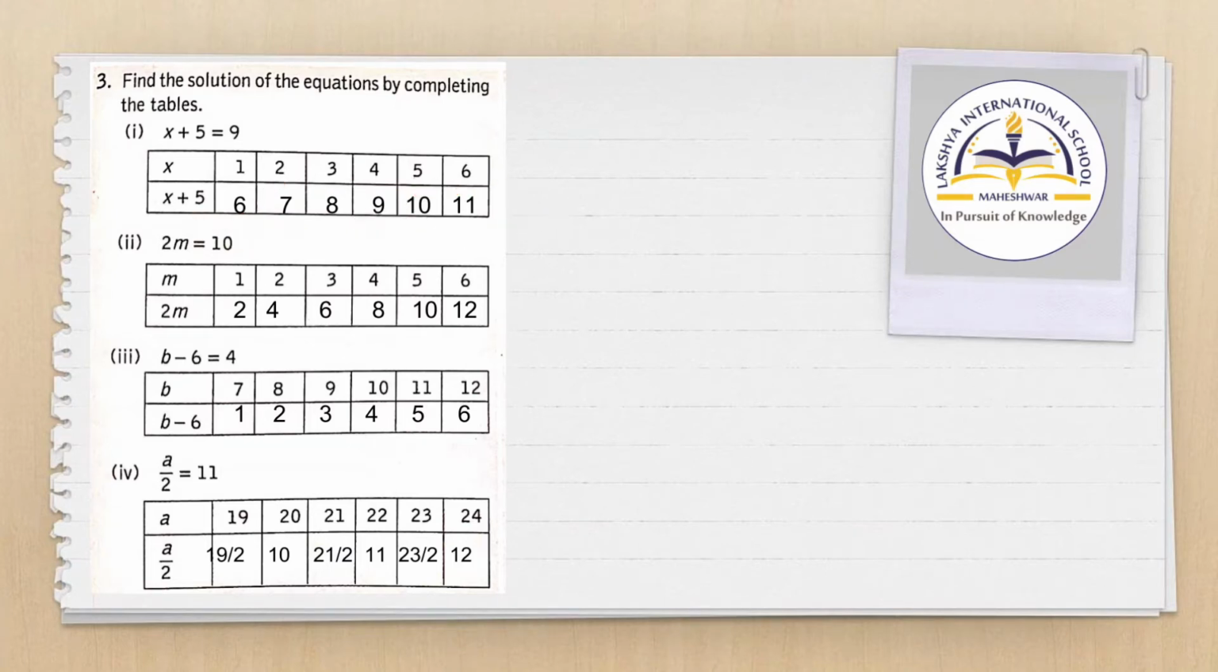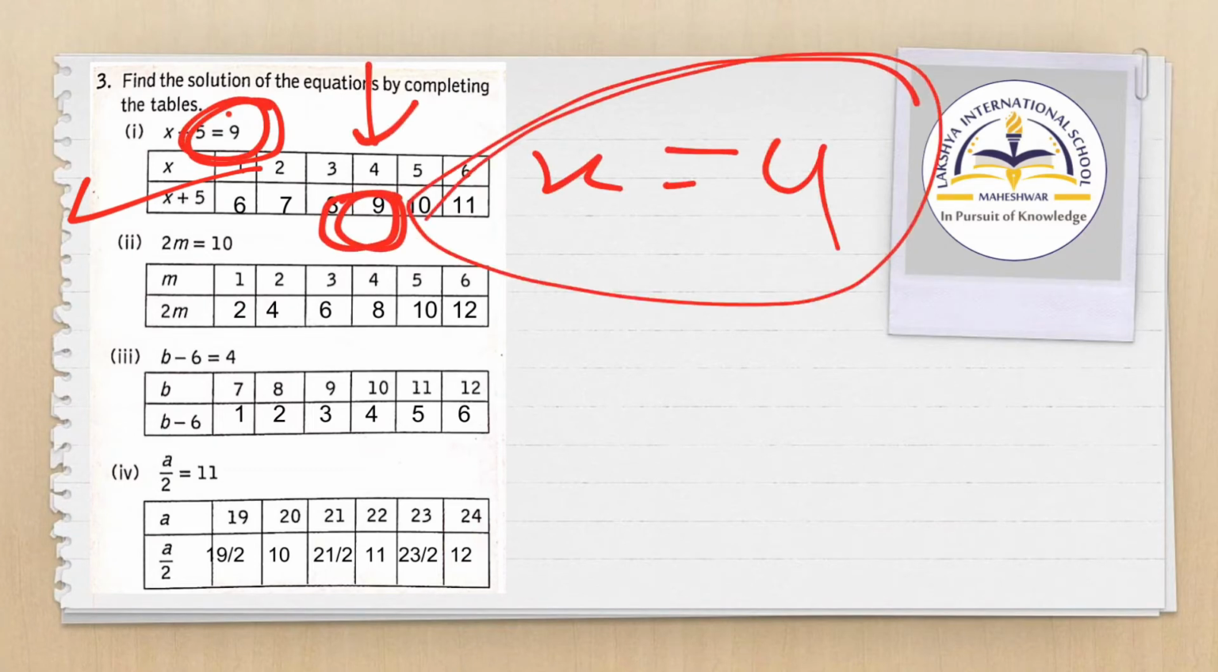Like this you have to solve. Now you can see what is given here, 9 is here, so x equals 4 will be our answer. 4 plus 5 equals 9.